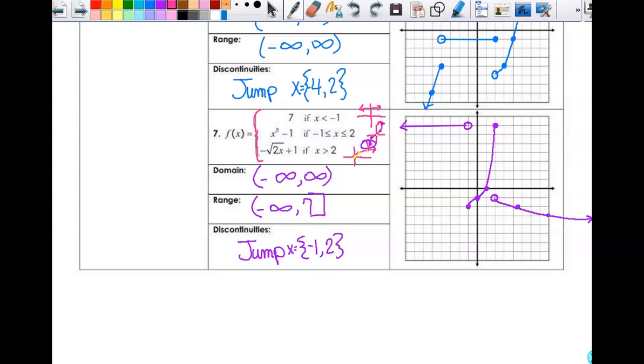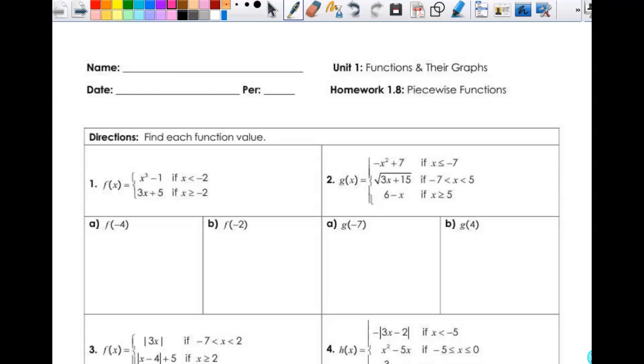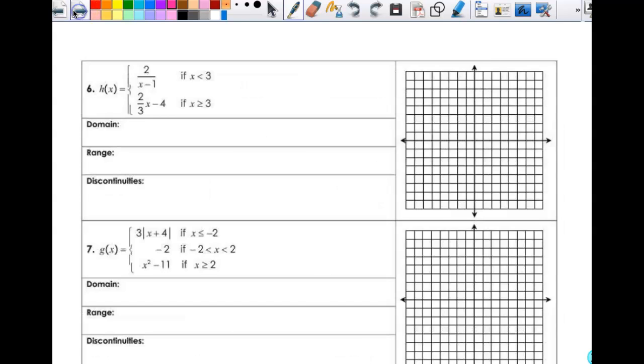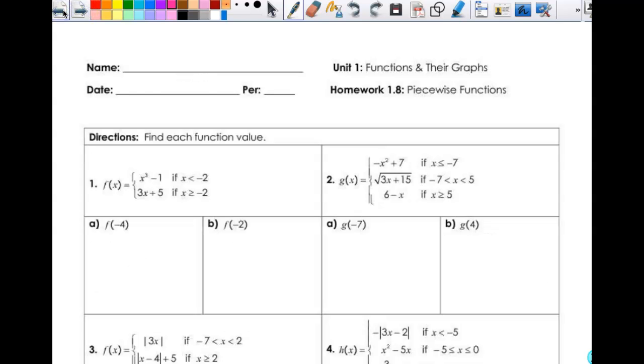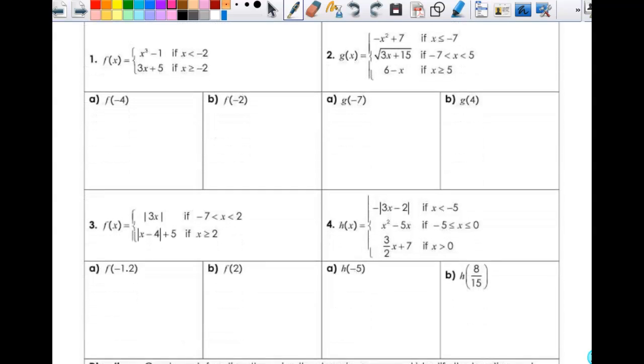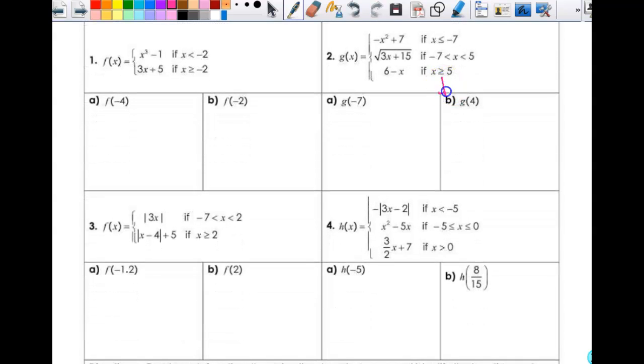All right, so let's look at the practice. We are going to just do a couple of these quick ones, and more so for what shows up, so we can talk about some things. So we're going to do number 2B.